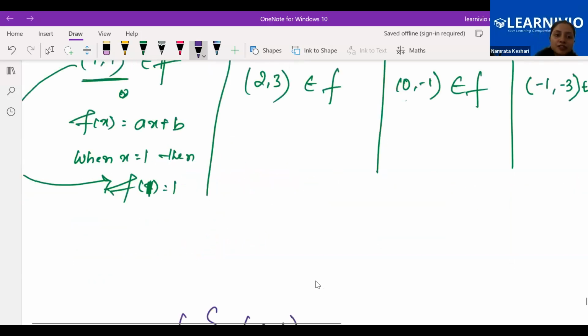And we have this relation also. So here we will substitute x as 1. That means here we'll have a plus b, and here 1. Can you see one equation?